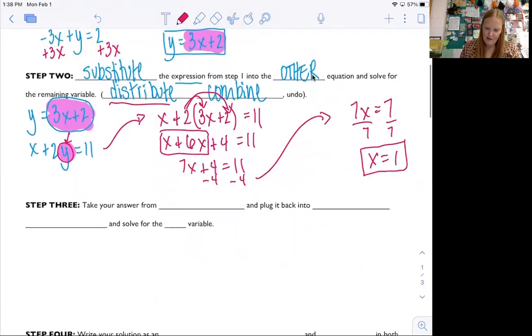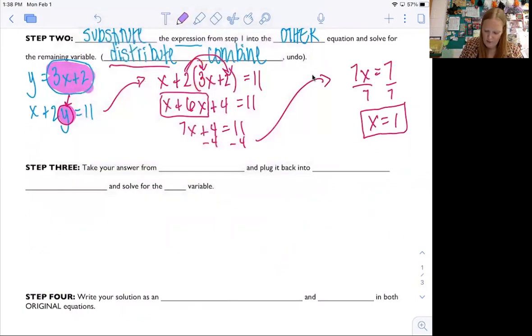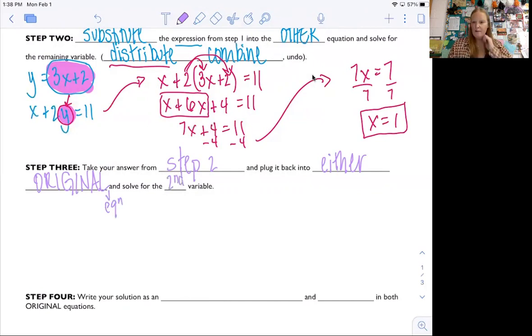So check this out. Here's where we have a little bit of choice, okay? We're going to take our answer from step 2, so the one we just did, and plug it back into either original, this is important, into either original equation, sorry about that, and solve for the second variable. Should have added a third blank there.